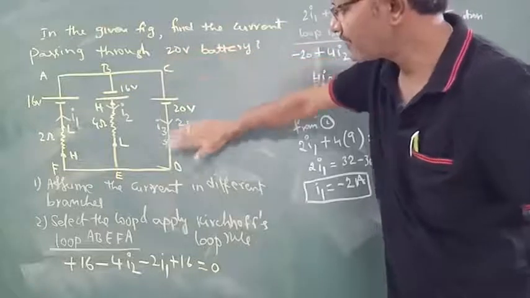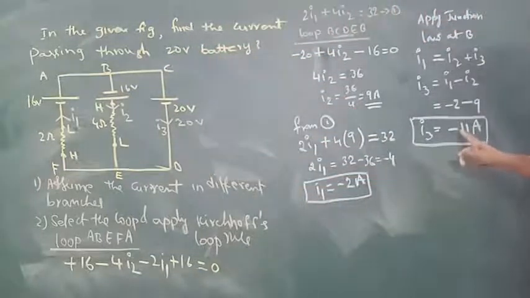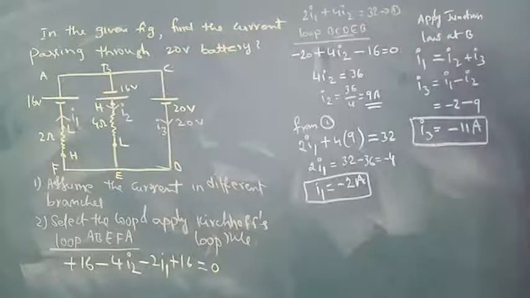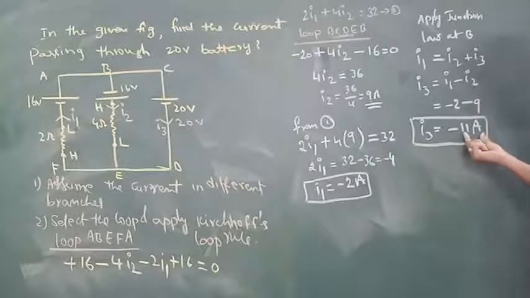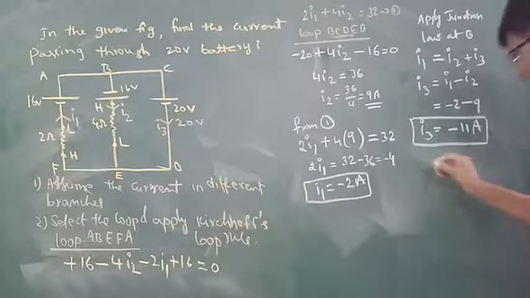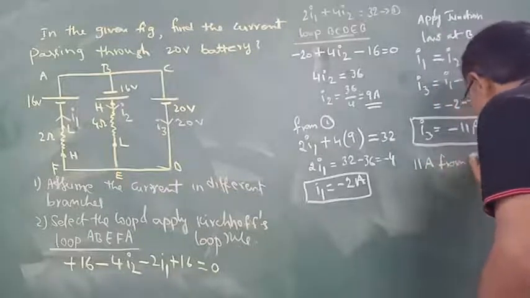Our assumption is I3 is flowing from C to D through 20 volt. But the actual answer says that 11 ampere is flowing from D to C. So the current flowing through 20 volt is 11 ampere in magnitude, but the direction is from D to C. So 11 ampere from D to C.